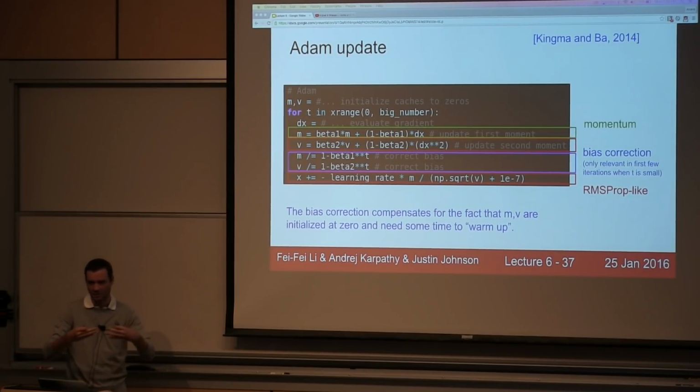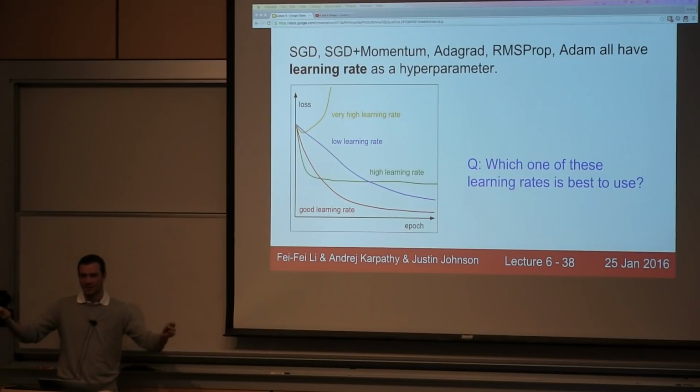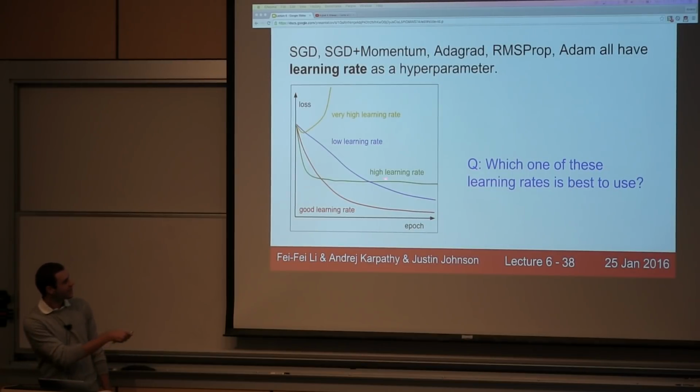And so it's done in the proper way in terms of the statistics of m and v. Okay? I don't want to go too much into that. Okay, so we talked about several different updates, and we saw that all of these updates have this learning rate parameter still there. And so I just wanted to briefly talk about the fact that all of these still require a learning rate, and we saw what happens with different choices of learning rates for all of these methods. The question I'd like to pose is, which one of these learning rates is best to use?